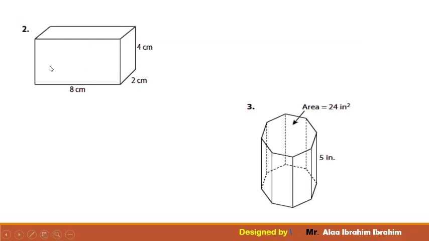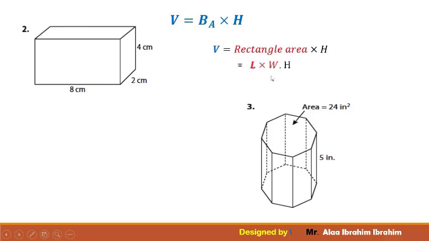Now I'm dealing with this cuboid, or rectangular prism. I have the same formula: base area times height. The base area means the area of the rectangle, which is length times width. So this is my area of the rectangle. Then length times width times height, my height. So I multiply length times width times height. So this is my answer.